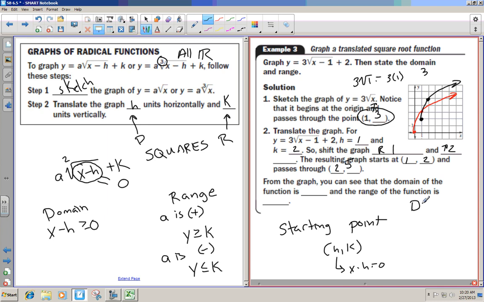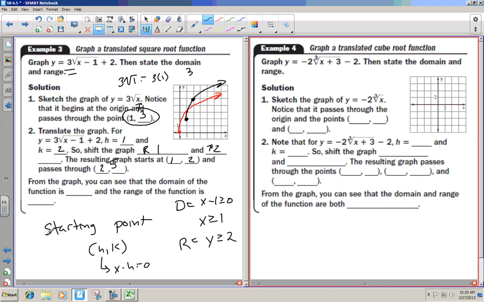This is a square root. So for the domain, x minus h is greater than or equal to 0. So x minus 1 greater than or equal to 0. That means x is greater than or equal to 1. The range, right, look at A. A is positive, so we're looking at this: y is greater than or equal to k. Therefore, y is greater than or equal to 2. Here's the domain and range, and here's the sketch of the graph.